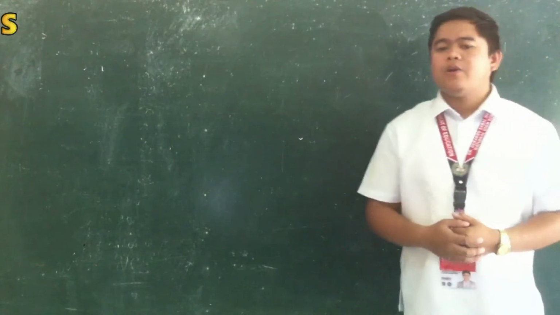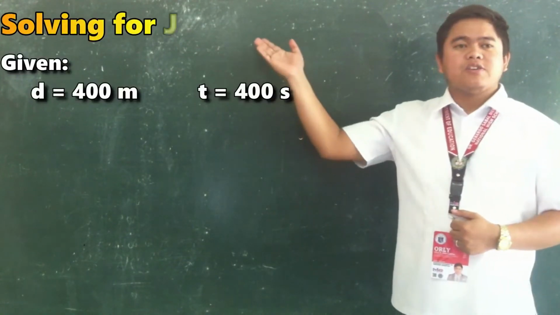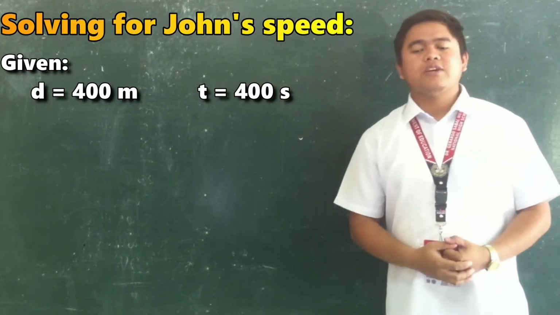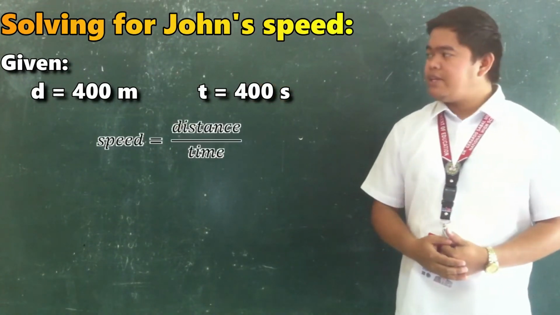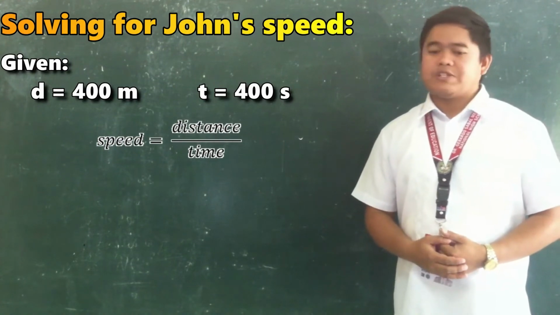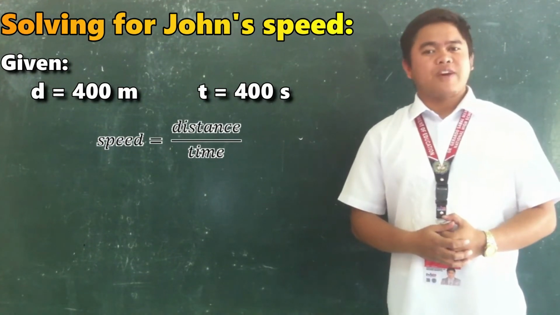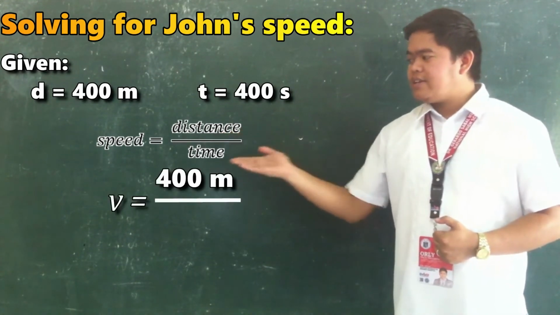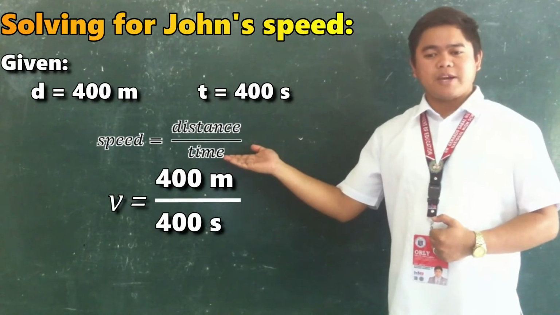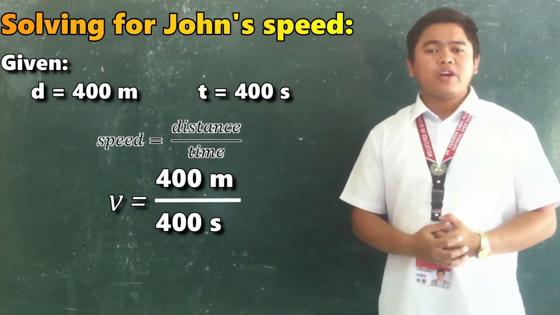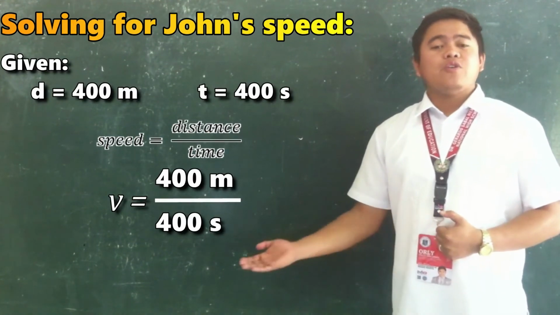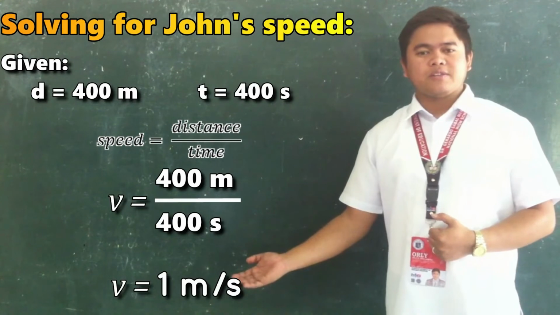Now, let's move to John's speed. We have the given distance 400 meters and the time is 400 seconds. Using the formula speed is equal to distance over time, let's substitute the values. We have 400 meters for distance and 400 seconds for time. Dividing 400 meters by 400 seconds will get the speed of 1 meter per second.